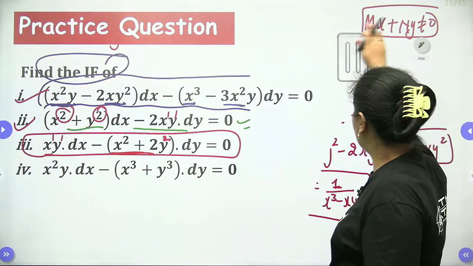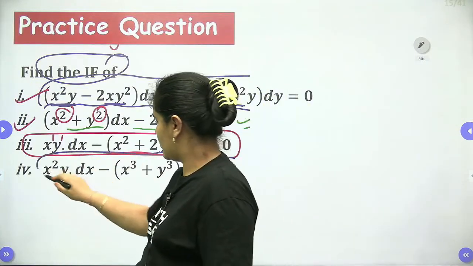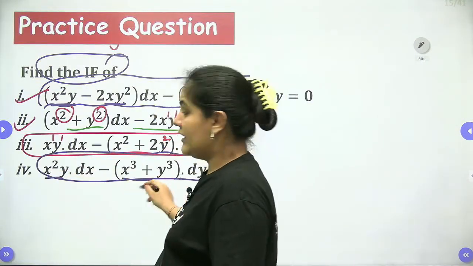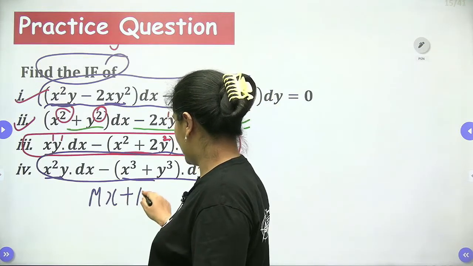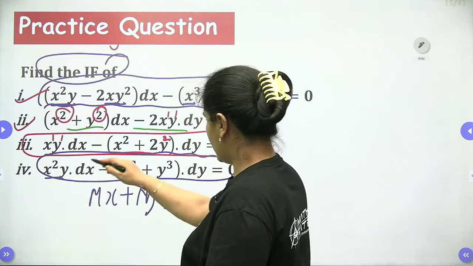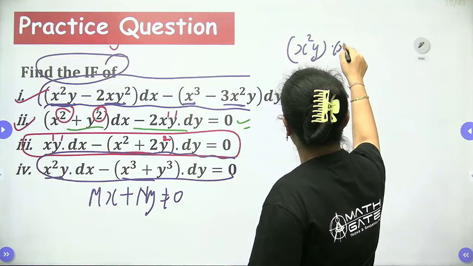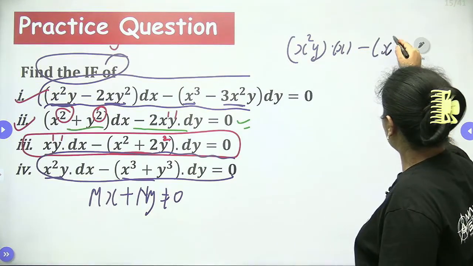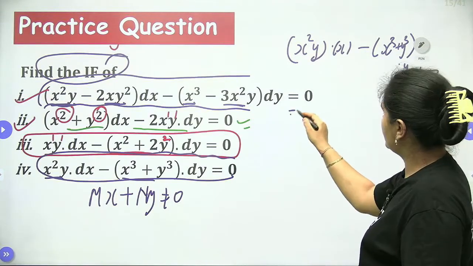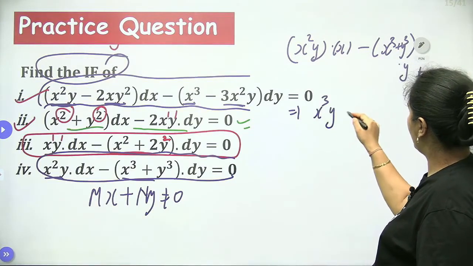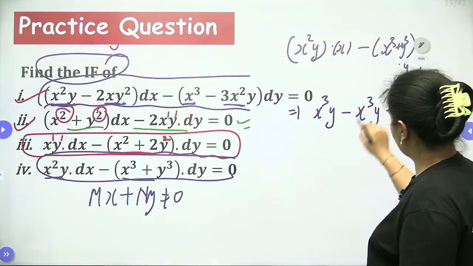Let's approach this one. Then in the next lecture we will discuss form number 3. Again you can see it's a homogeneous form, right? So we have to find mx plus ny, which is not equal to 0. We approach x square y into x, minus x cube plus y cube into y, which is not equal to 0. It will be x cube y minus x cube y minus y power 4, which is not equal to 0.